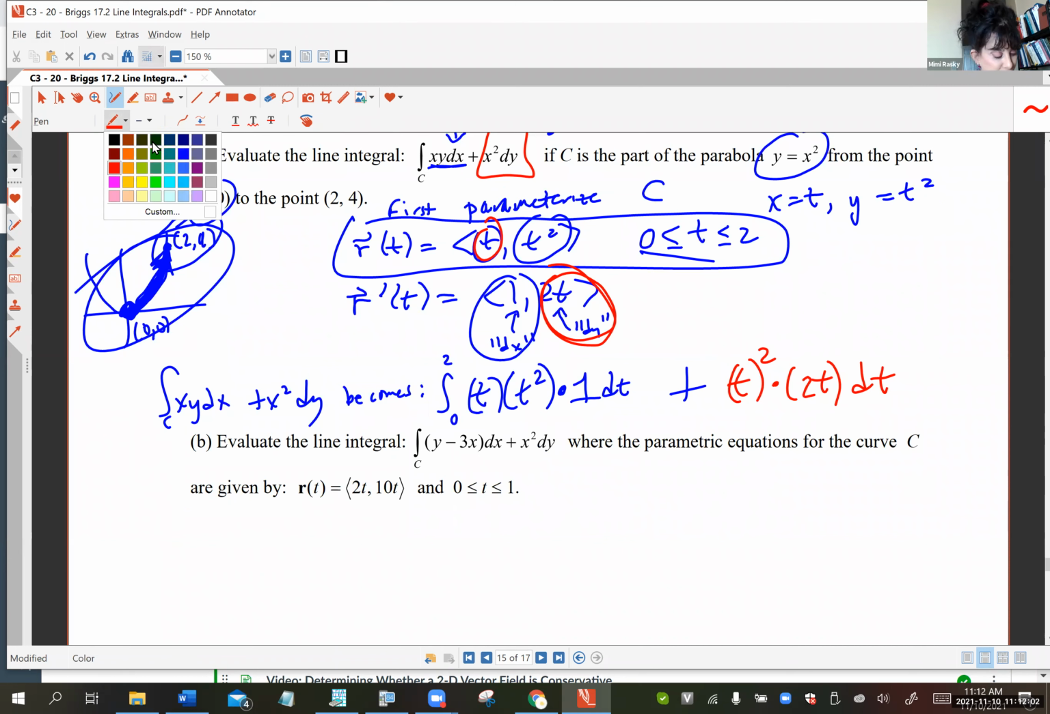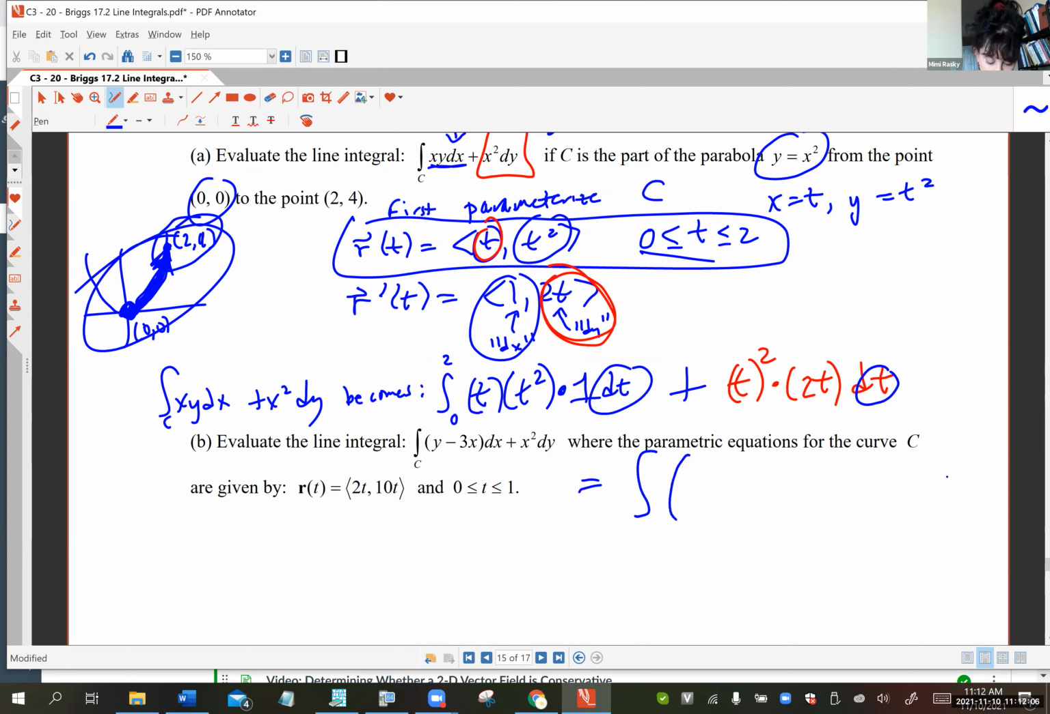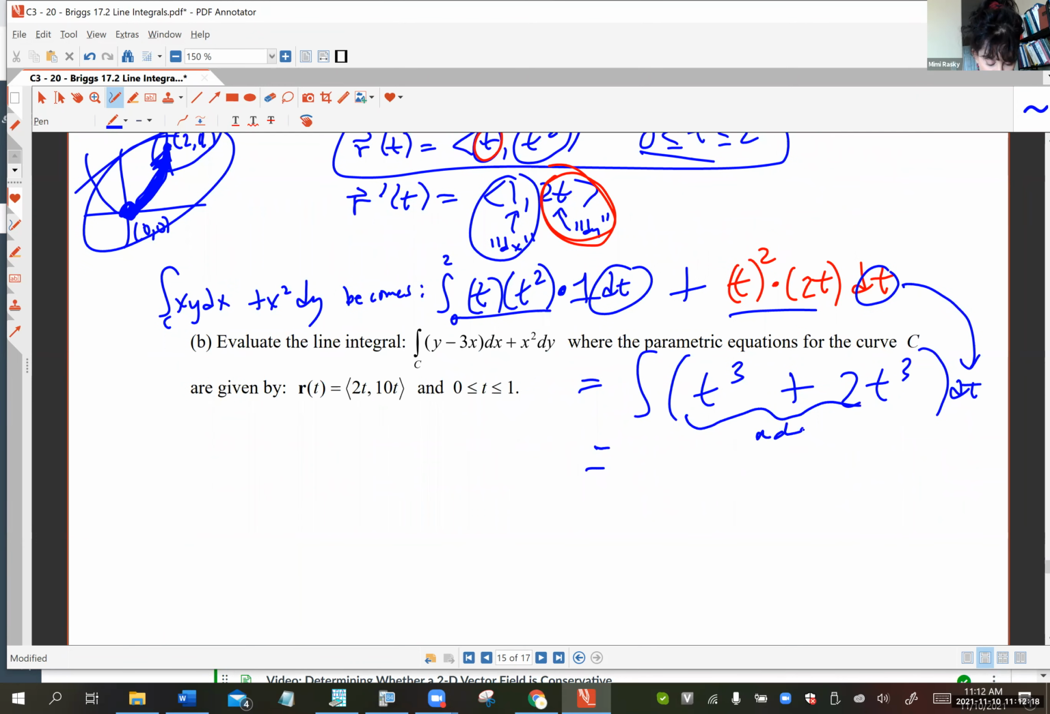Now you could integrate these two terms separately. I don't recommend it. Do a nice step here. Factor out the dt, just put it out here. And then look what you have here. Your first term is t cubed, and your second term is 2t cubed. Let's go ahead and add those like terms together before we integrate. It makes it a little more clean. So we're really integrating 3t cubed, where t goes from 0 to 2.